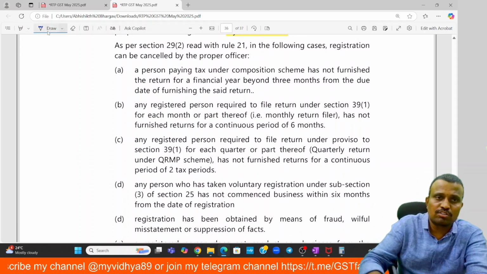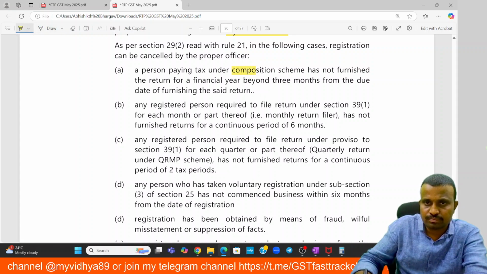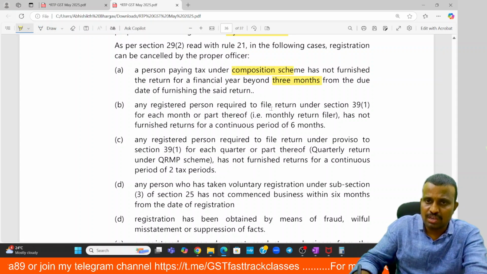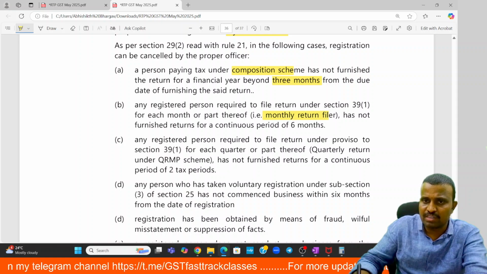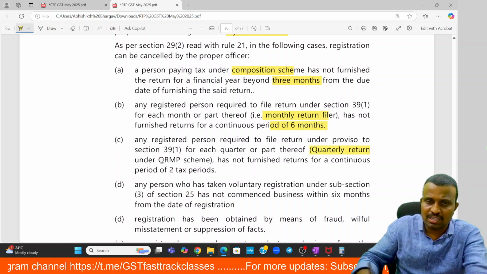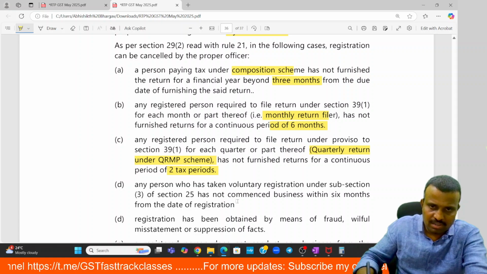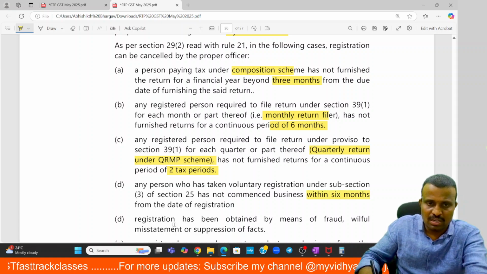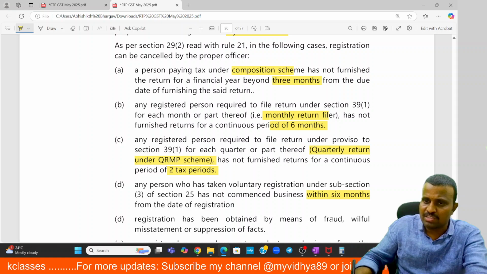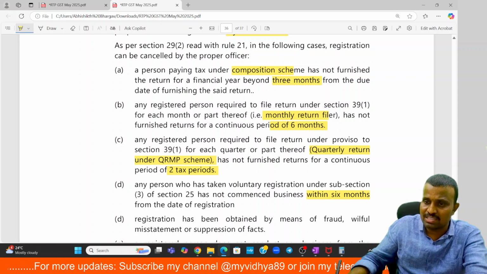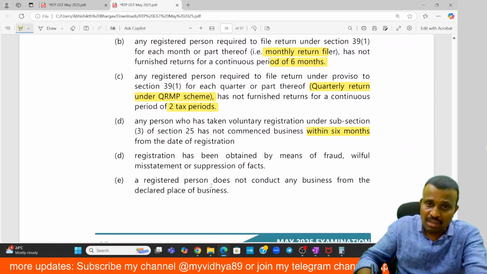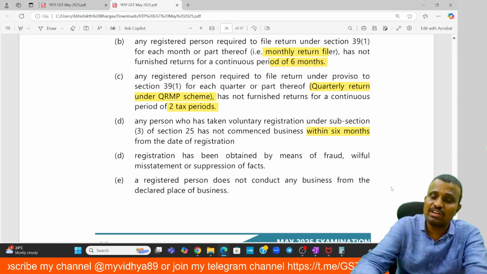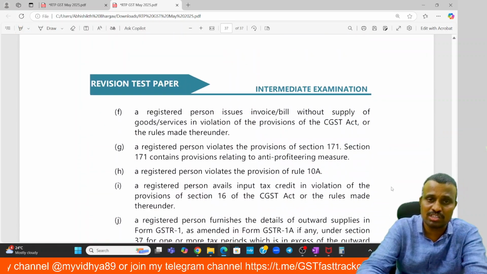In case of a composite dealer, unable to file the returns for how many months? 3 months. In case of a regular dealer, monthly return filer, 6 months. And in case of a quarterly return filer, 2 tax periods. And voluntary registration who is unable to commence the business in 6 months. And registration obtained by fraud or unlawful activities, anything done by the party. There also, a registered person does not conduct any business from the declared premises or place of business, and is doing the business from another place.